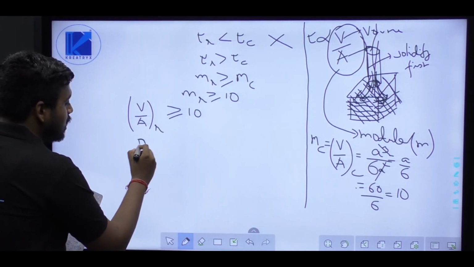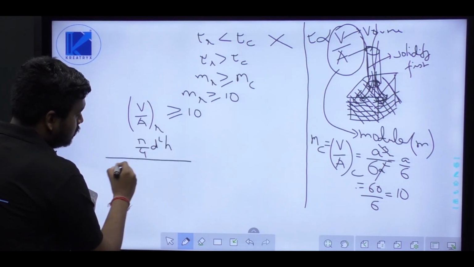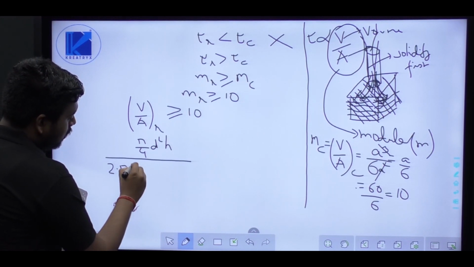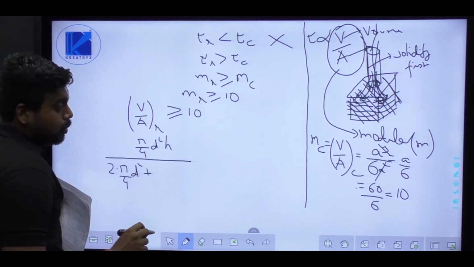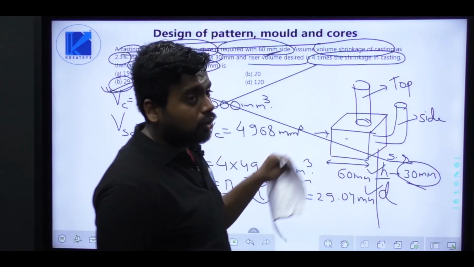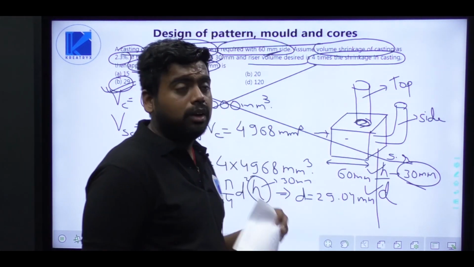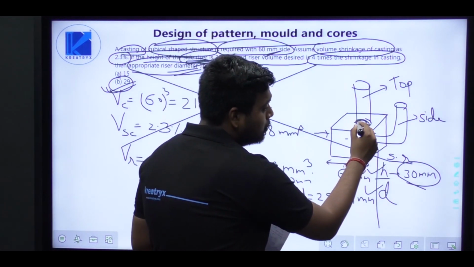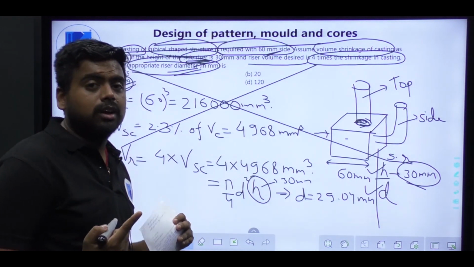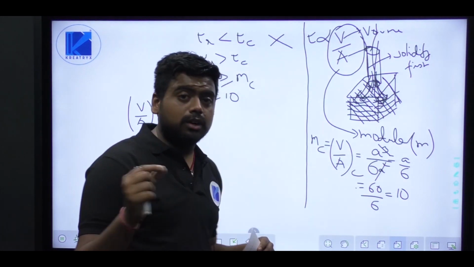Basically, it is pi by 4 d square into h. Since it is a side riser, two surfaces will be involved in heat dissipation. Why so? If you look into the previous slide, for the top riser which I have drawn here, one surface is basically in contact with the casting only, and this surface won't participate in any heat dissipation.